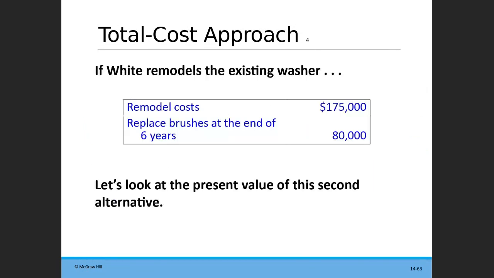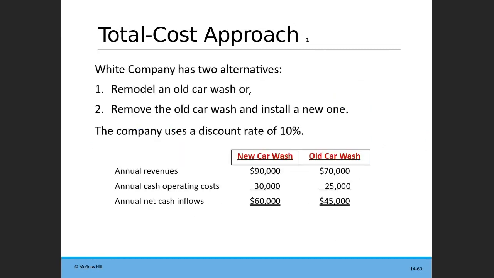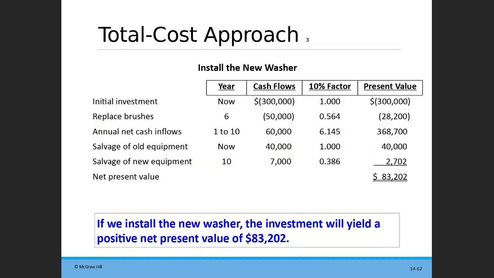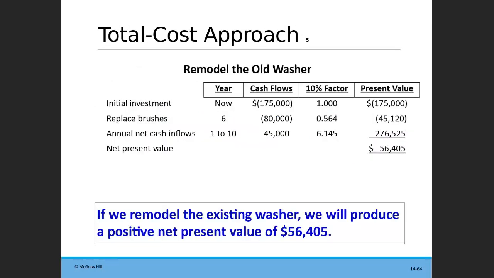Let's look at the cash flows for keeping the old one. As we recall, we're going to have a cash flow of 45,000 from the old car wash. Well, we'd have to remodel it. We don't have to buy a new one, but we have to remodel it. And then in 6 years, we'll replace the brushes again. So we have a couple of cash flows out. Our cash flow out with no discount is 175. Then our cash flow out in year 6.